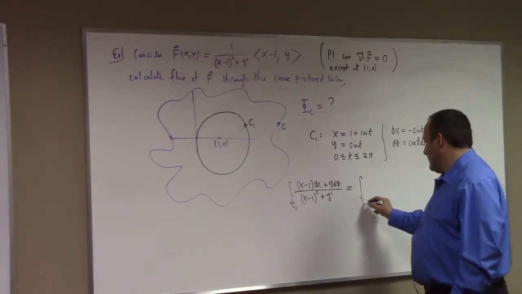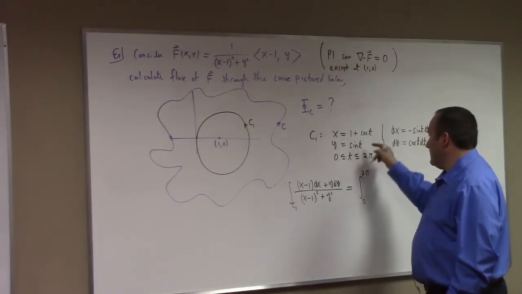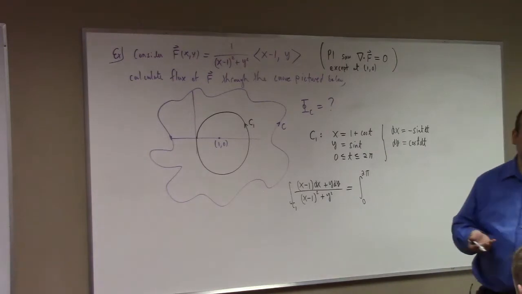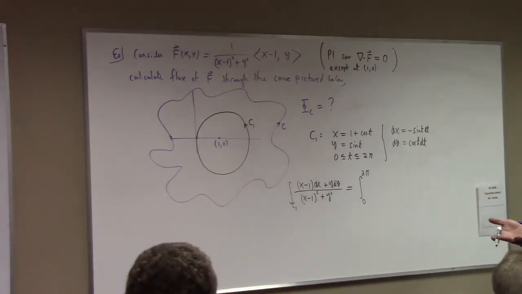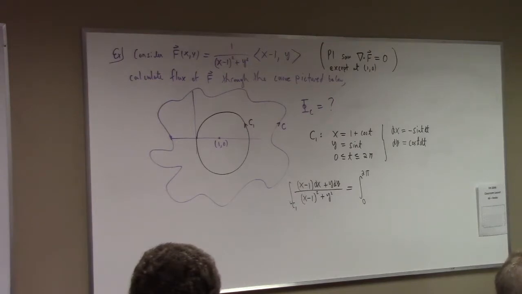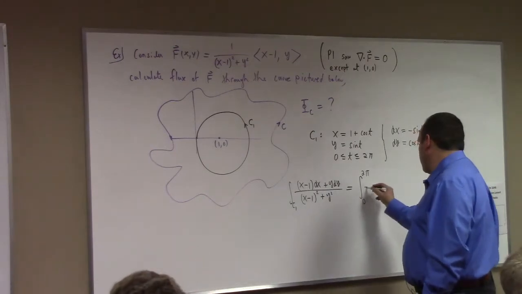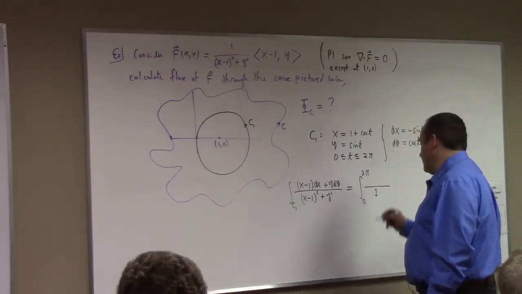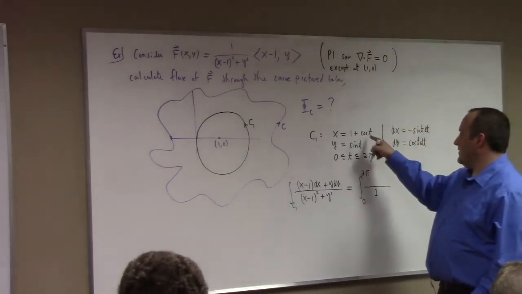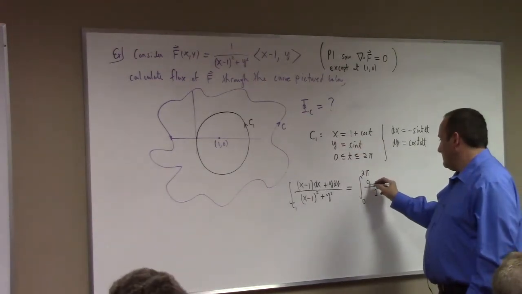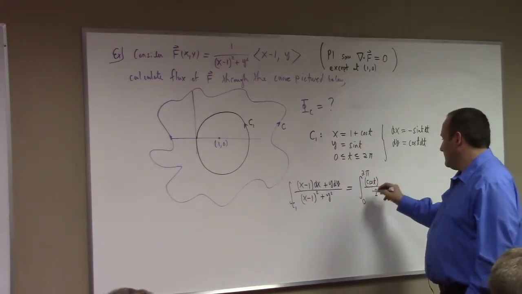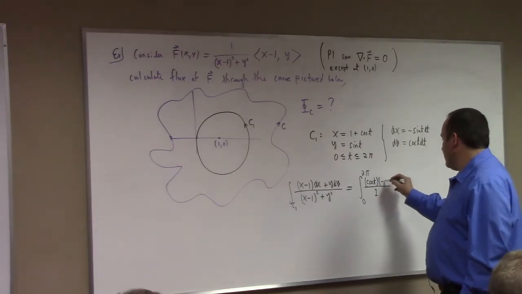So what does the denominator do on this circle? What's the equation of the circle C1? C1 has the equation (x minus 1) squared plus y squared equals 1. So on C1, the denominator is just 1. What's x minus 1? Well, x minus 1 is cosine t, right? dx is minus sine t dt.